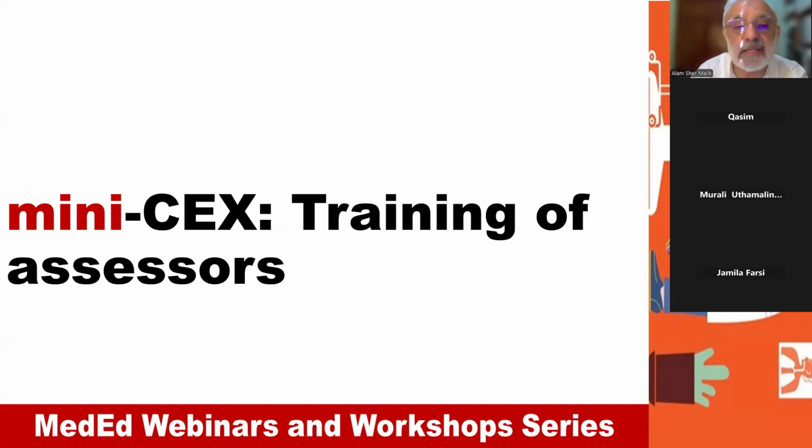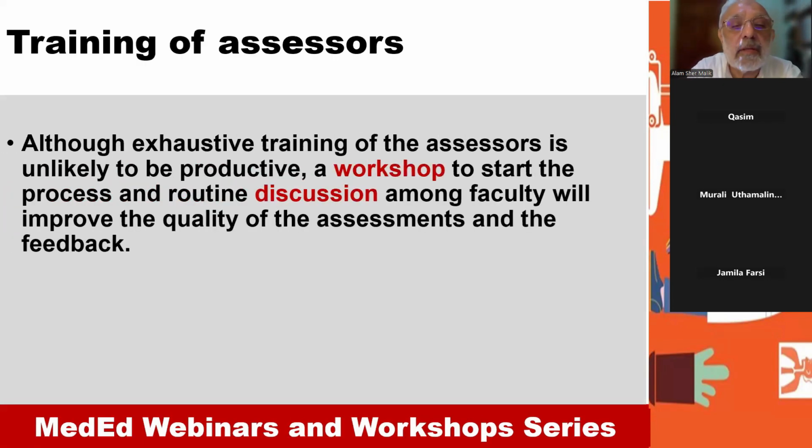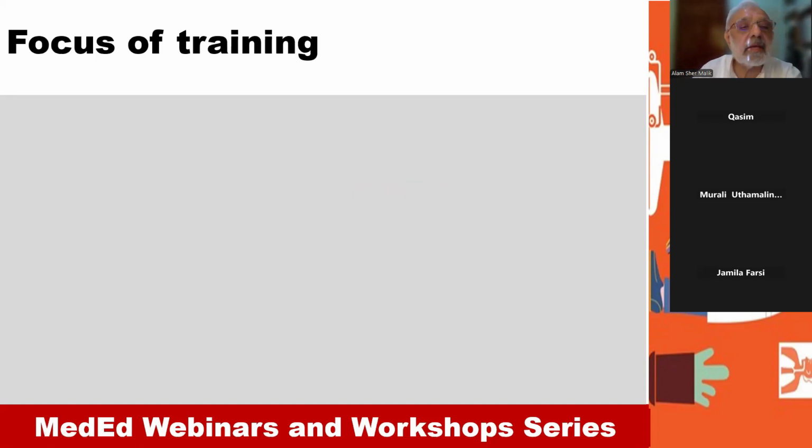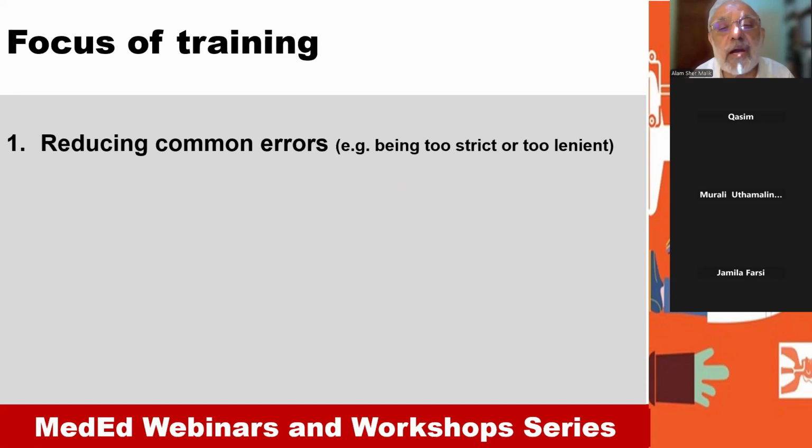Now let's go to the last part of this session, the training of assessors, which is exactly what we were just talking about. As I said, simply one workshop or a discussion among the staff members would be good enough once we have agreed on an assessment form. So it shouldn't take much effort to train the staff. The areas we need to focus on in training are reducing common errors, meaning not being too strict or too lenient. The main idea is helping the student identify the areas which need improvement and then guiding them on how to improve.